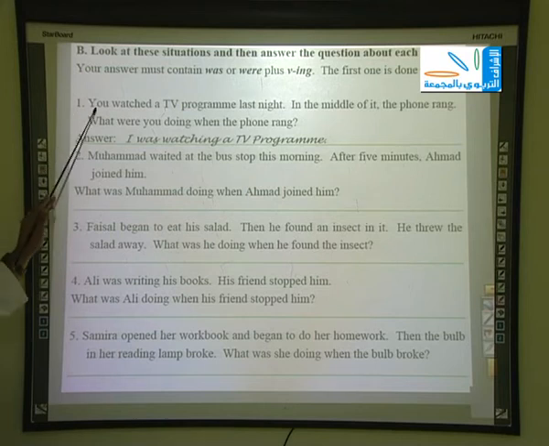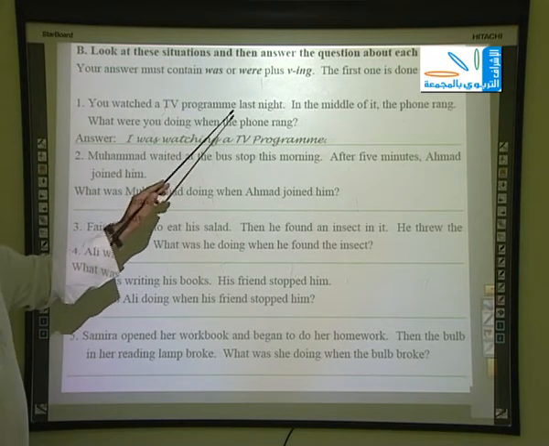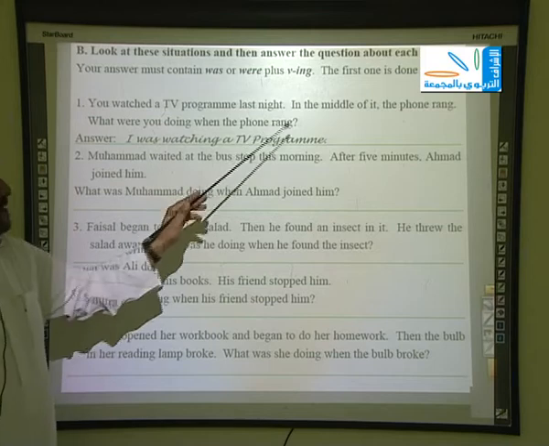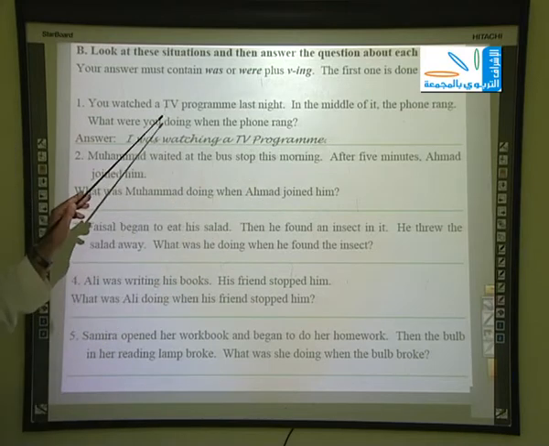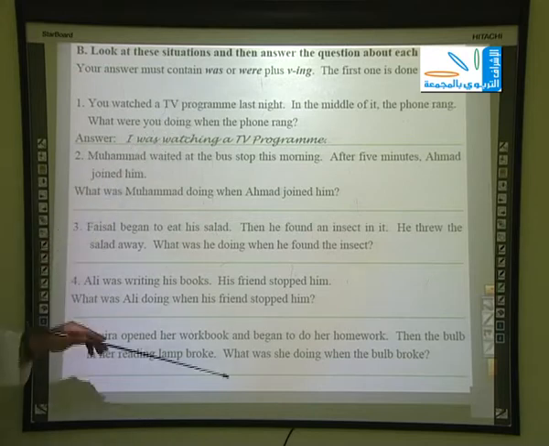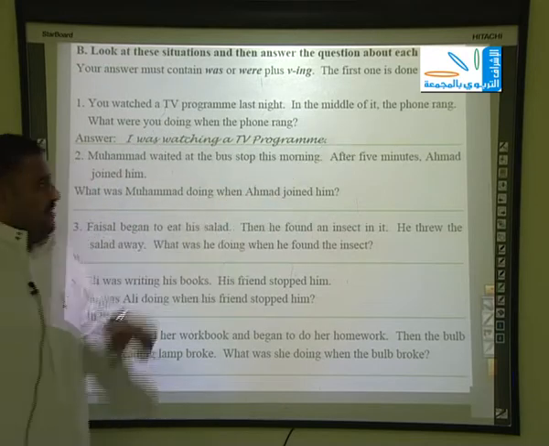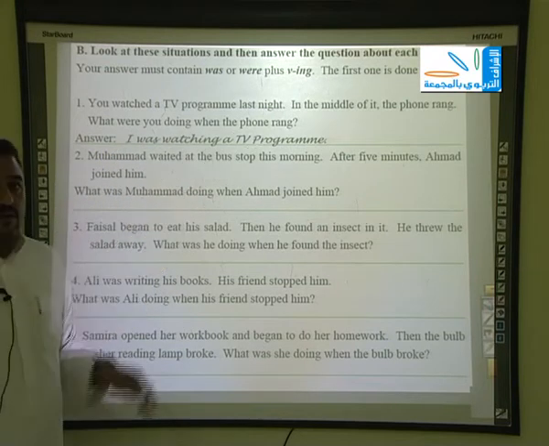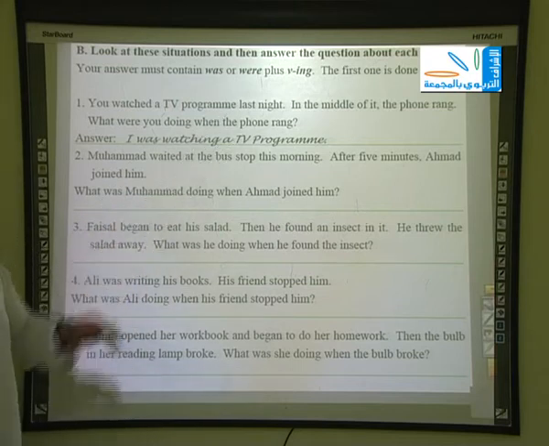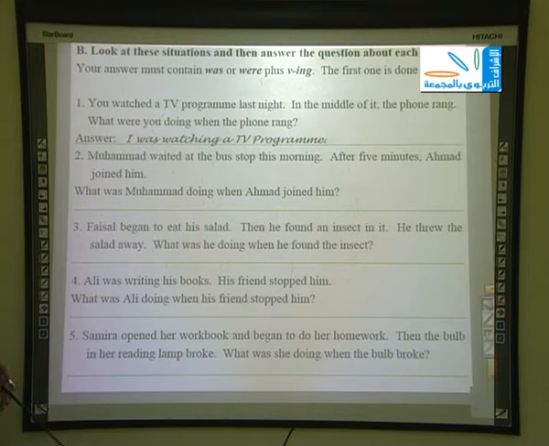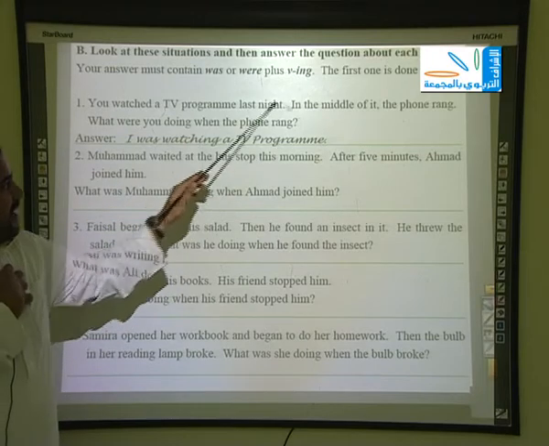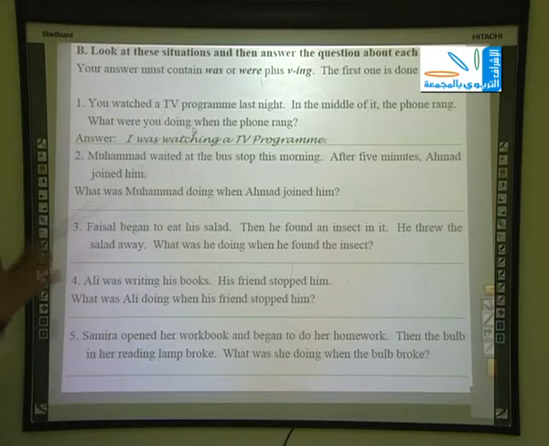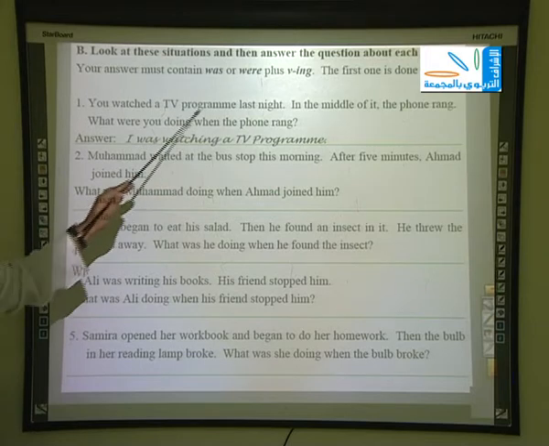Number one, you watched a TV program last night. In the middle of it, the phone rang. What were you doing when the phone rang? In this question, he is giving me the time clause. I am going to use the time clause and add to it a main clause to form a complex sentence using the conjunction word when.